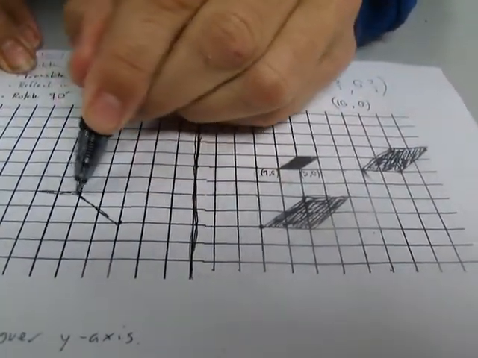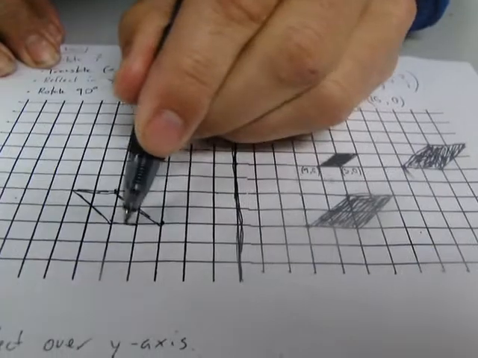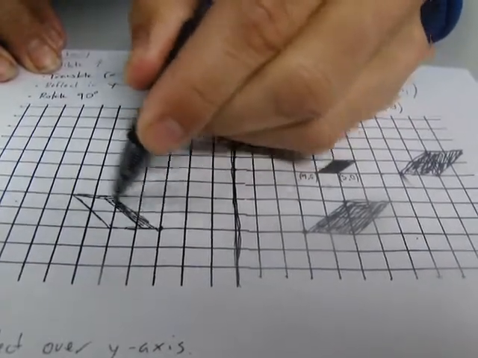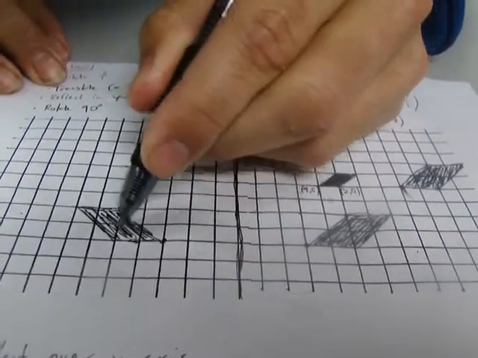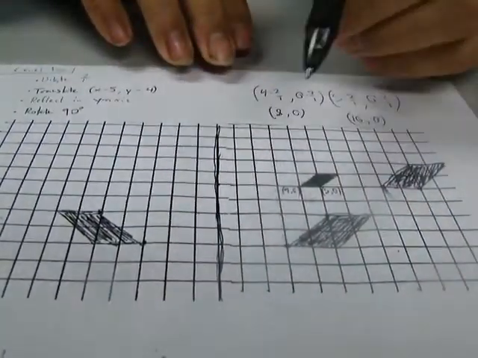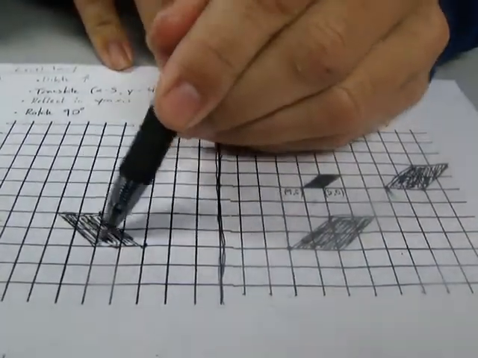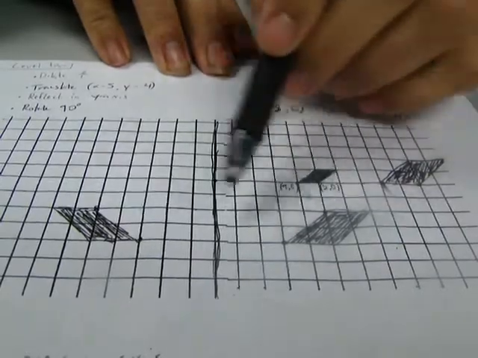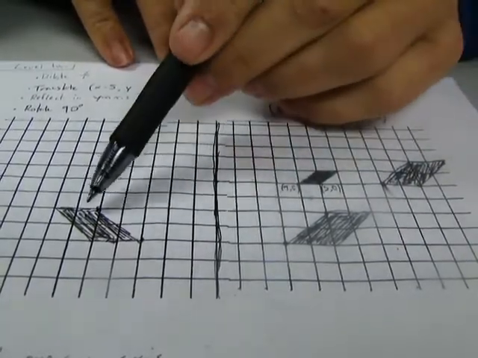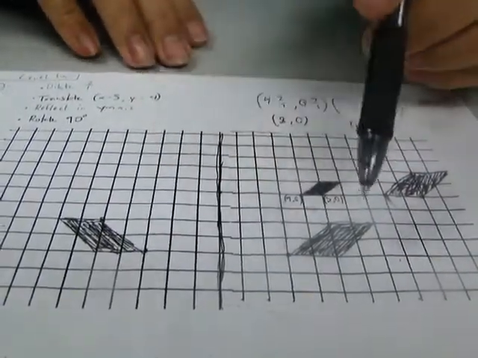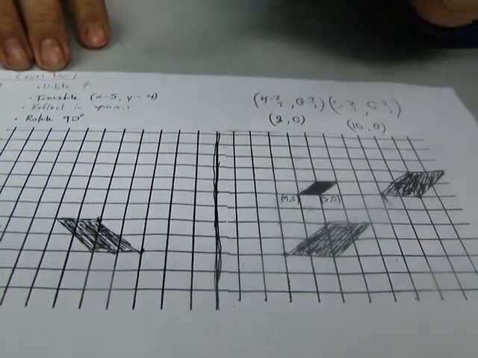And this will be our reflection. So you can see it's the same exact distance from the y-axis. So it's exactly the opposite, the mirror image of this one here.